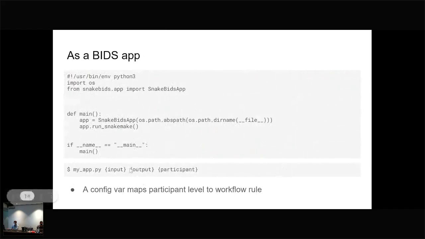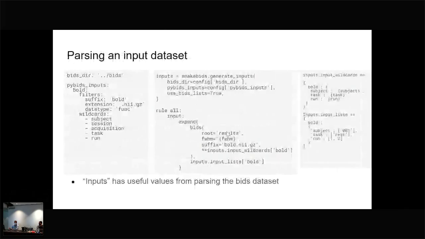So if this Python script is called myapp.py, you can run it with your input BIDS directory, your output directory, and participant level. Assuming that in the config you've mapped participant level to some rule, it would look something like subject maps to the rule all in this workflow, and then if you have different group level analyses, you can map that to a different rule.